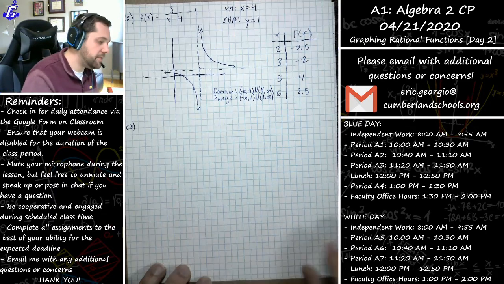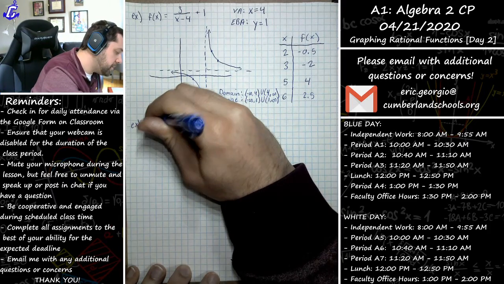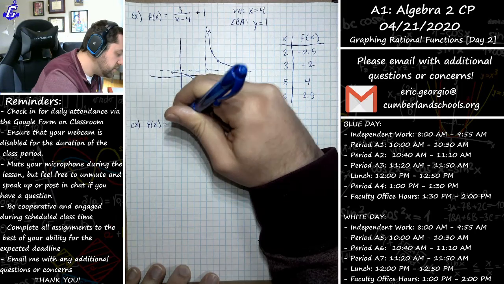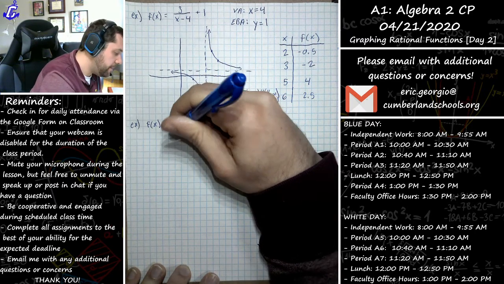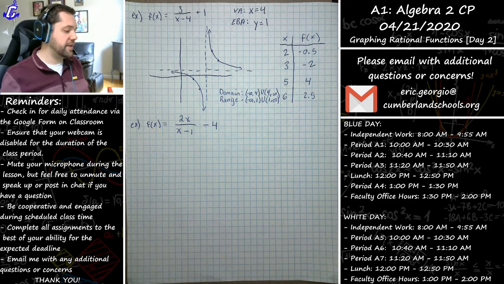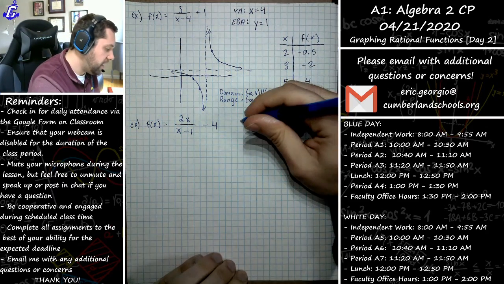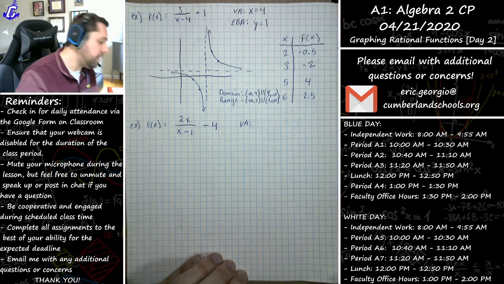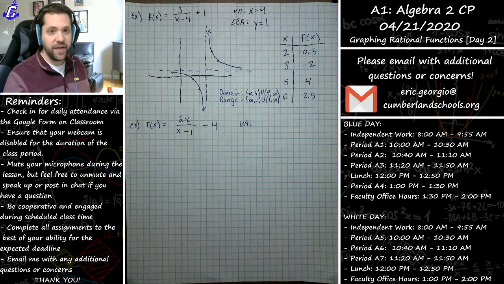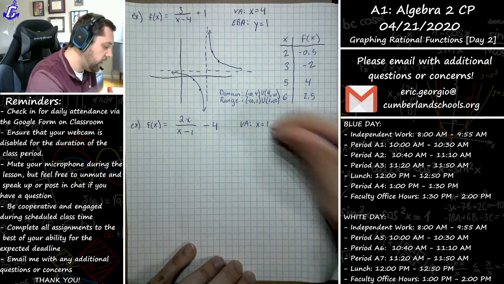Okay. How about something like this? Again, we're just grinding out some problems. f of x is equal to, how about 2x divided by x minus 1, and then minus 4. And I ask you to go ahead and sketch a graph of that. Same deal. Identify the asymptotes, sketch them, test points, plot them. So we got our vertical asymptote. Vertical asymptote is whatever value for x results in dividing by 0. In our case here, it's x equals 1.